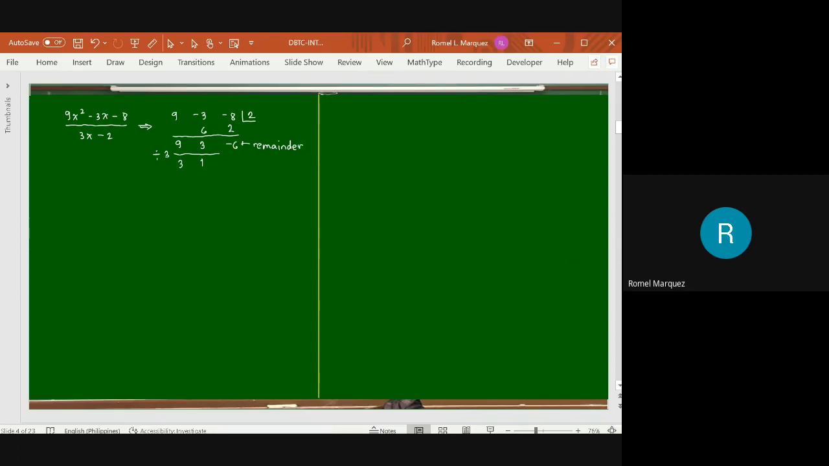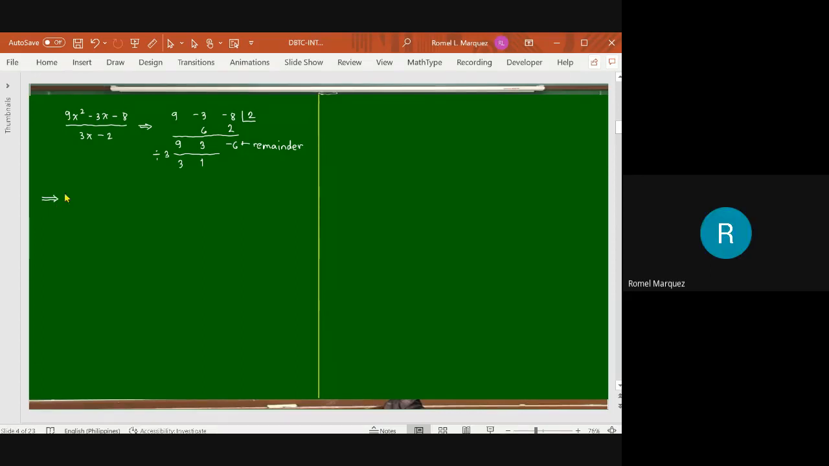Ganyan ba kayo mag-divide? Pag merong coefficient yung x. Hi, guys. Or is it your first time to see such synthetic division? Pag ganyan na po. Oh, yeah.